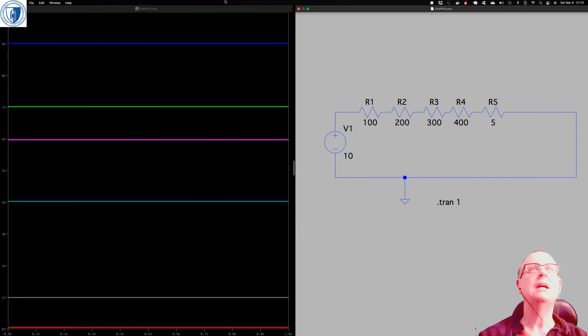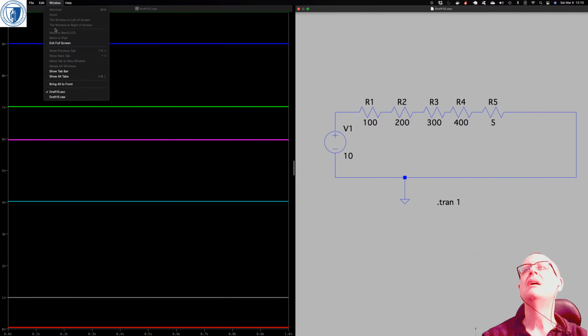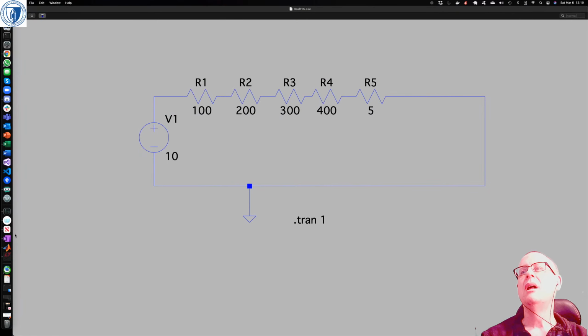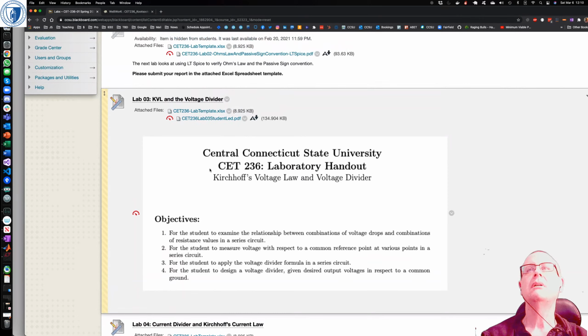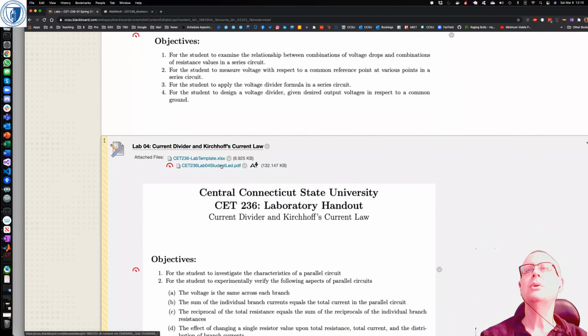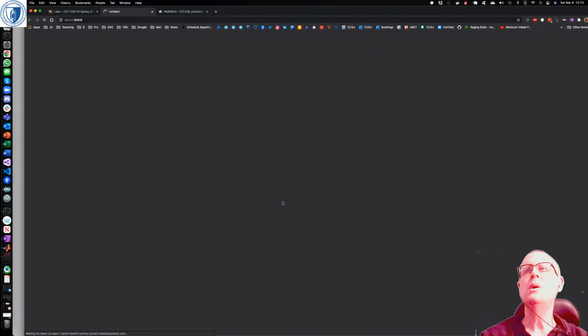Okay, so let me exit full screen and we'll go back to this. So any other questions on Lab 3? That's due this evening at 11:59 p.m. So let's have a look at Lab 4.